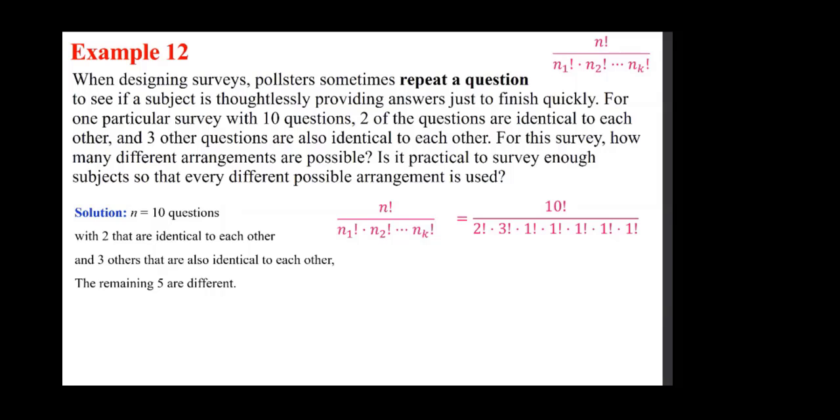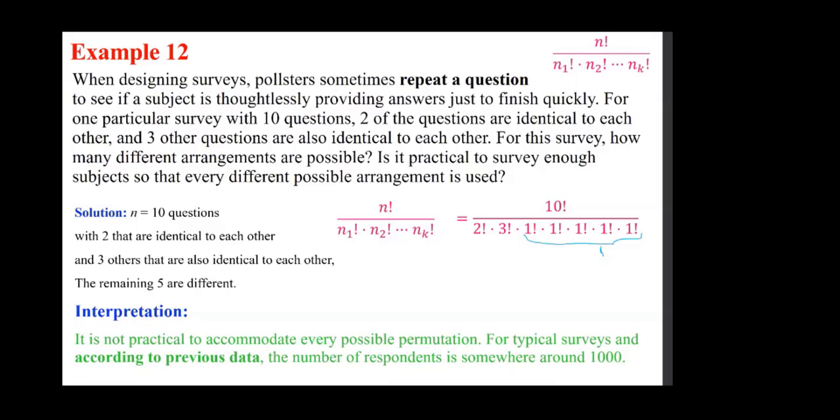But these parts, we write them because the numbers at the bottom, 2 and 3, and all those ones, must add up to 10. But even if you don't write it, the calculation works fine. I just want to make sure everybody understands how this formula works. So normally we write that to tell our readers how things go. And now we just put it into a calculator and we end up with the answer, which is a huge number when you think about it, 302,400 different ways. According to statisticians, for typical surveys, the number of respondents is just about 1,000.